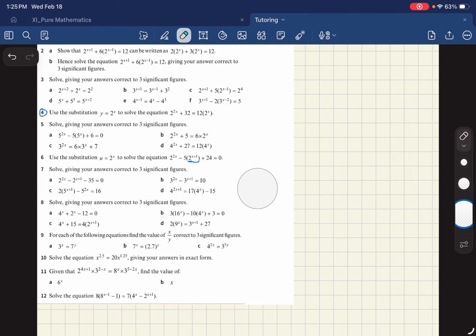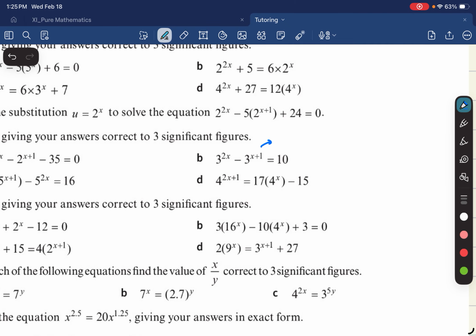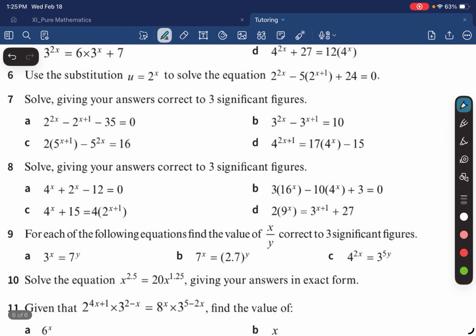So questions 4, 5, 6, and 7 are essentially the same thing. There are just a few extra steps here. So here you just want to write it as 3 to the power x times 3. So you get u squared minus 3u if you say that 3 to the power x is equal to u. So that is the only difference. And again, here you have u squared if you say 5 to the power x is equal to u, and you just want to split this into 5 times 5 to the power x.